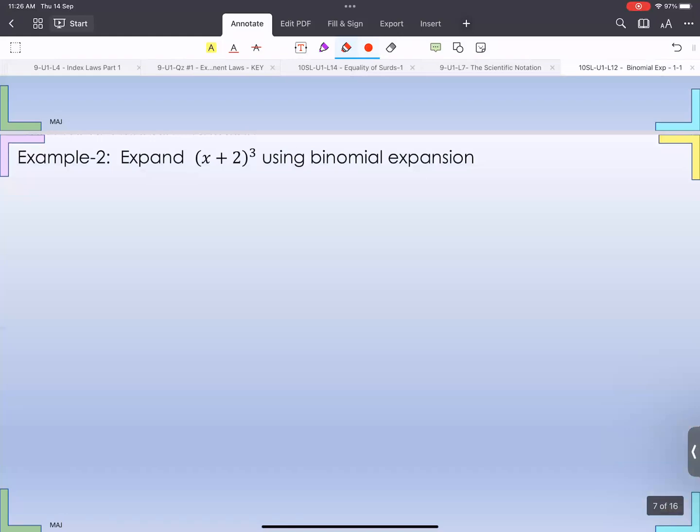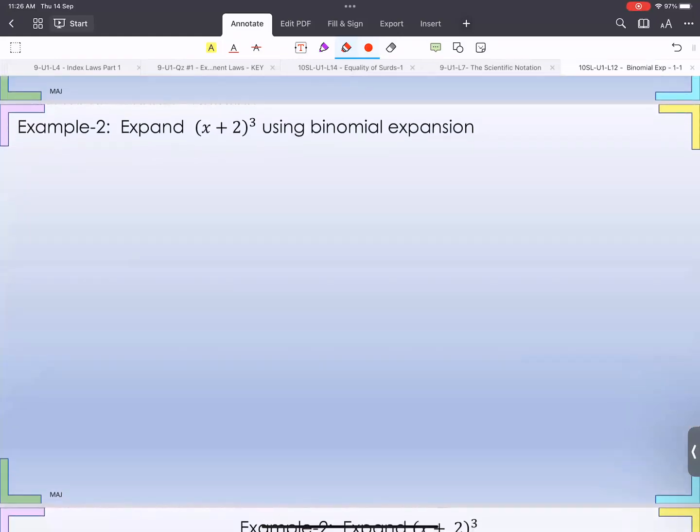Example 2. This is actually independent practice, so please freeze the screen here and try this out. Okay. So the expansion, the formula is (x + 2) to the power of 3. So going back to Pascal's triangle: 1, 1, 1, 1, 2, 1, 1, 3, 3, 1. Okay, so these are the values that we're going to pick: 1, 3, 3, 1.